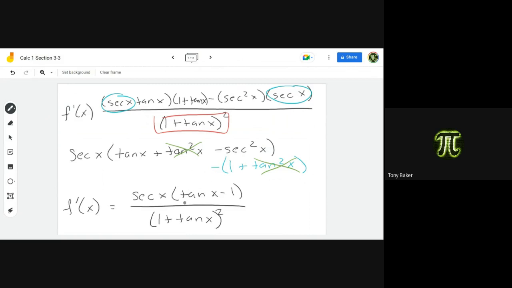Sometimes, like in this case, simplifying it down makes it look simpler, but it doesn't really help me get rid of anything else, especially on the bottom. Sometimes it will. Like if that ended up being tan x plus 1, I could cancel that out with something on the bottom. That's why you want to try to simplify them down as much as possible, because sometimes it does actually eliminate things and reduce your problem down quite a bit.